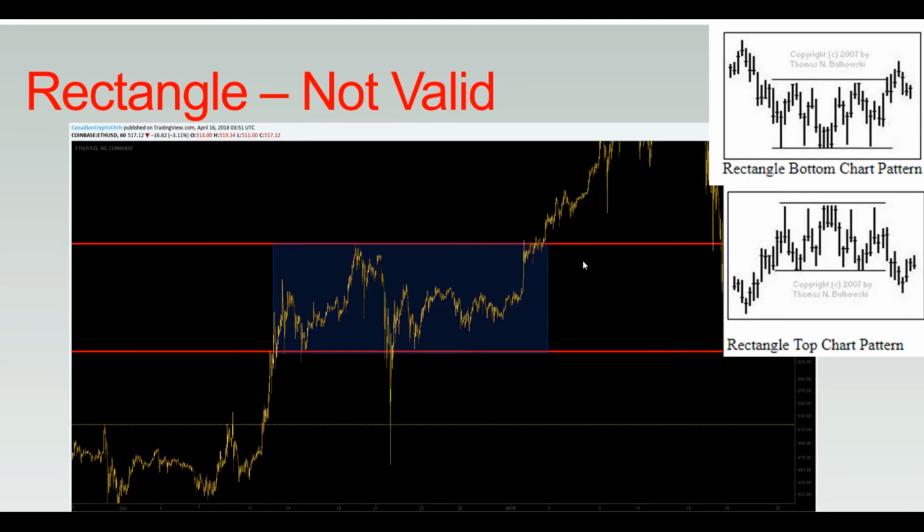What's not a valid rectangle? Right in the middle.